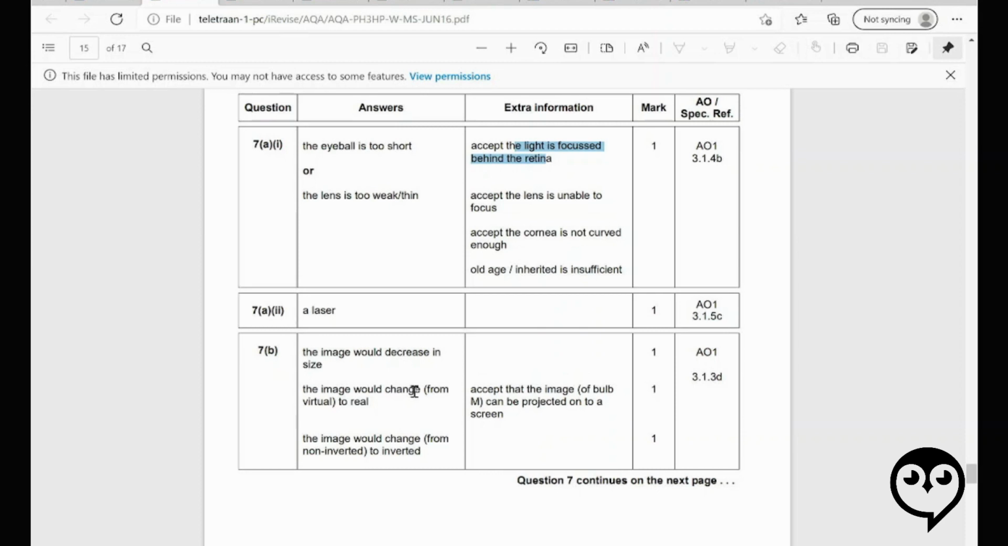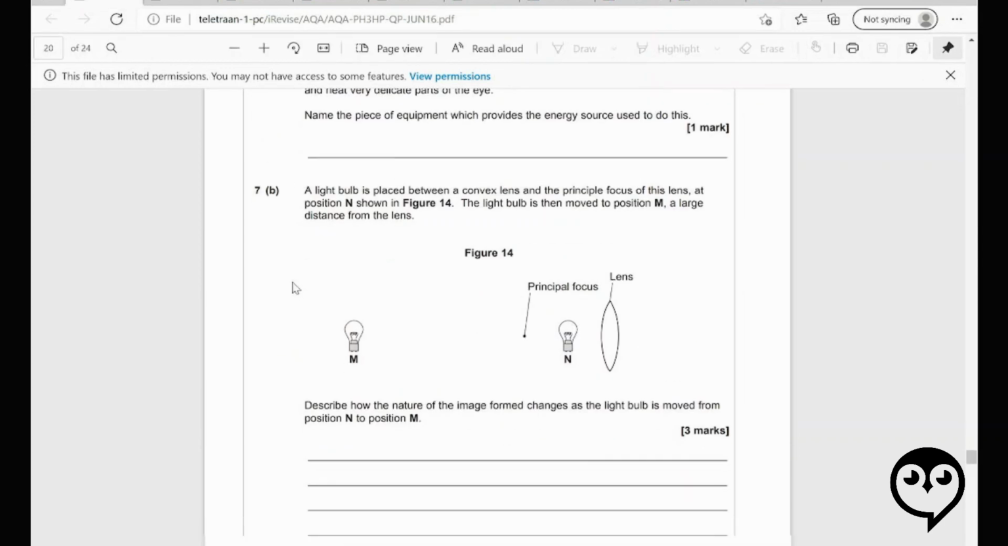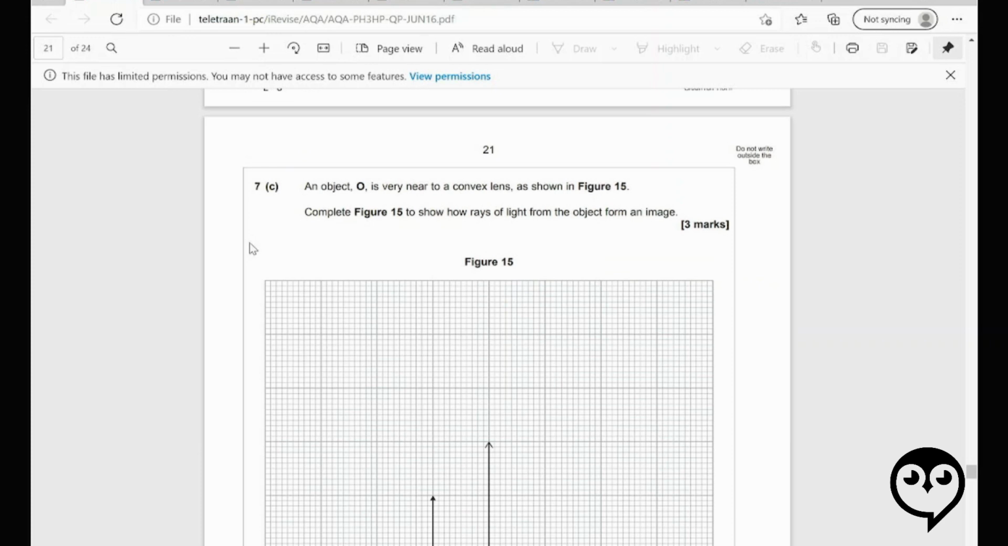We had said, what did we say about this image moving away from between the lens and the focus to outside? We said the image would decrease. Yep. We said it would go from virtual to real, and it would go from upright to inverted. That's what we had said. Okay, so that's good. Let's move on here.